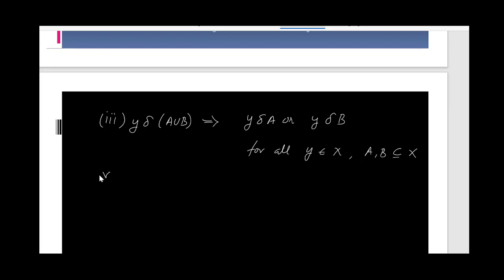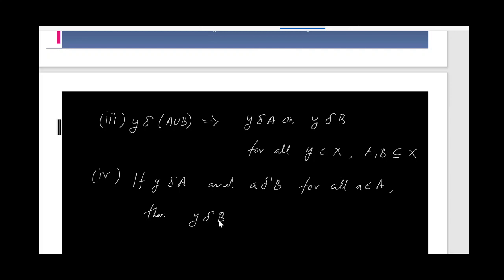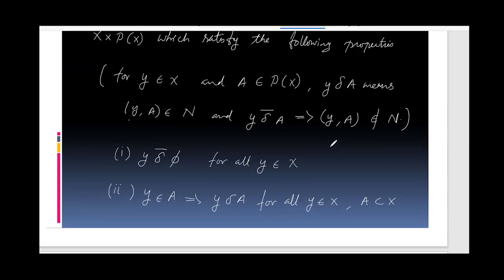Now the fourth condition: if Y delta A and A delta B for all a belongs to A, then Y delta B for all Y belongs to X and A, B subset of X. So this is the definition of nearness relation.